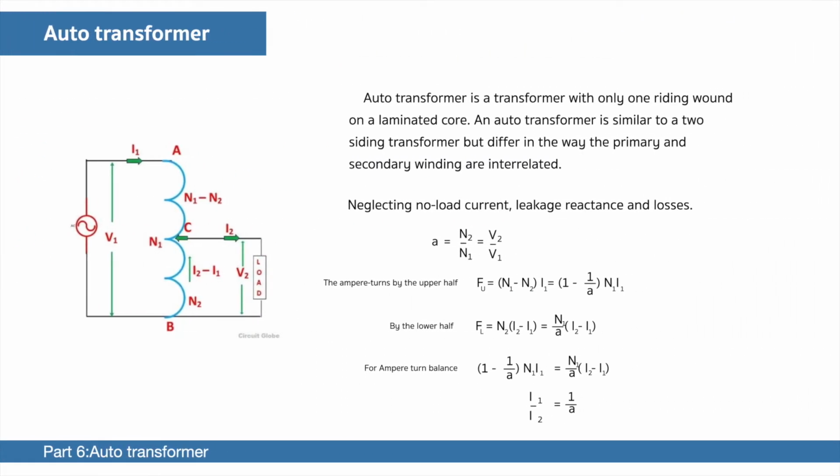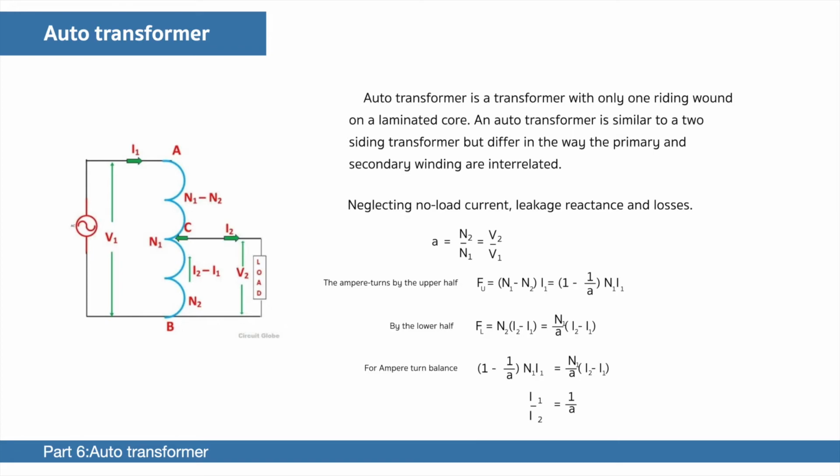Talking about the autotransformer, it is a transformer with only one winding wound on a laminated core. An autotransformer is similar to a two-winding transformer, but differs in the way the primary and the secondary windings are interrelated. The primary winding AB, from which a tapping at C is taken, such that CB acts as a secondary winding. The supply voltage is applied across AB and the load is connected across CB.